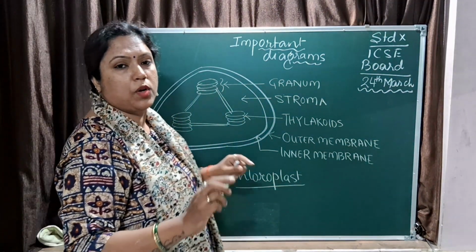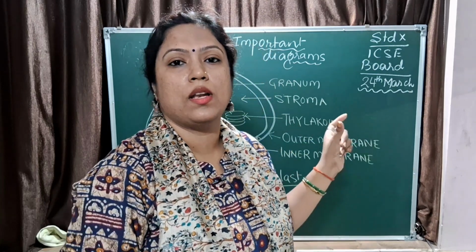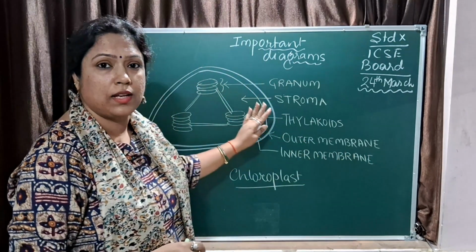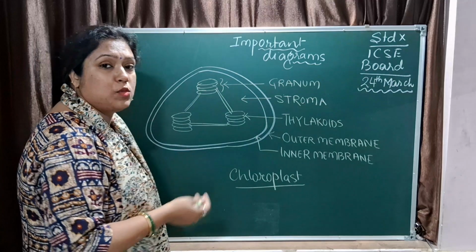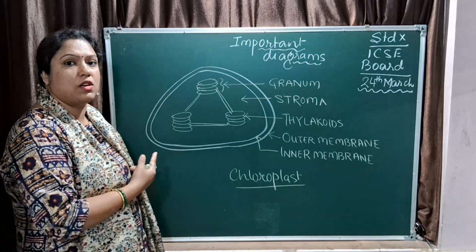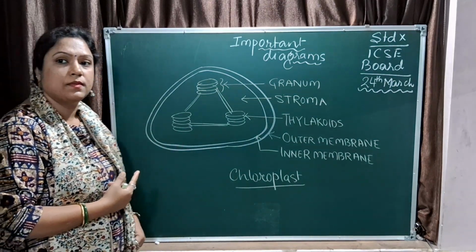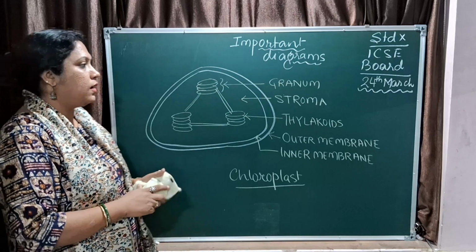Generally in the book it is written that chapter 1 is not in your syllabus. But since this organelle is important for chapter number 6, that is photosynthesis, chloroplast is important. So you know how to draw the diagram in less than 2 minutes of time. Let us move ahead. You can take a screenshot if you want.